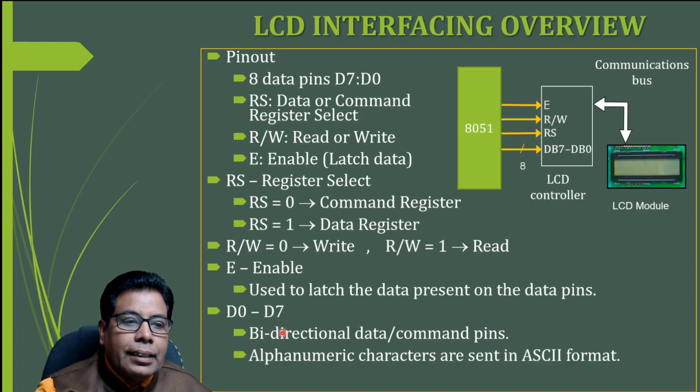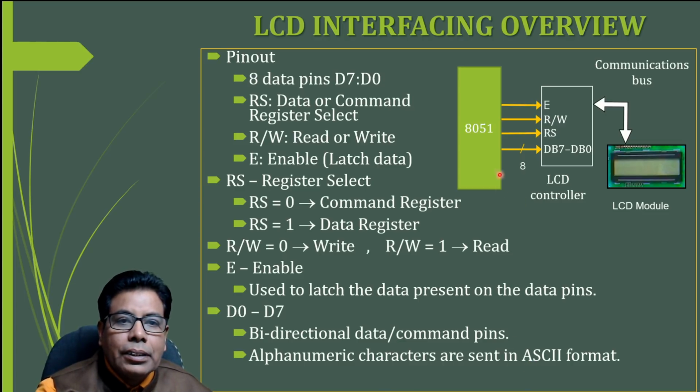The data lines D0 to D7 are bidirectional data or command pins, so both the commands and data are transferred by these lines. Then the alphanumeric characters are sent in the ASCII format.